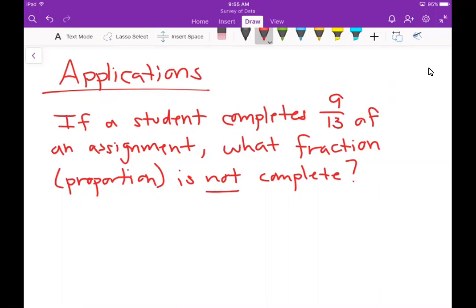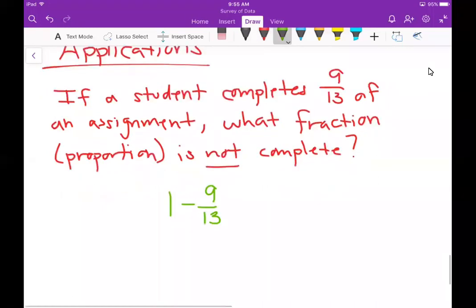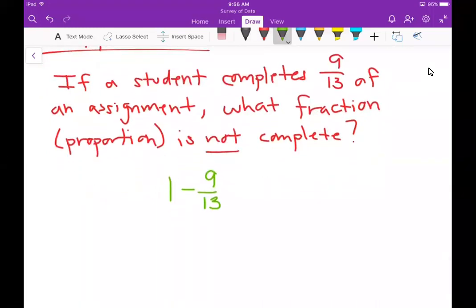So think about here, what would be the whole assignment? Because what we need to do is take 9/13 away from the whole assignment. So you're taking something away from a whole, we always think about the whole thing as being 1. Okay, so we want to take the whole assignment here minus what we've already completed, and then that will give us what we haven't completed yet.